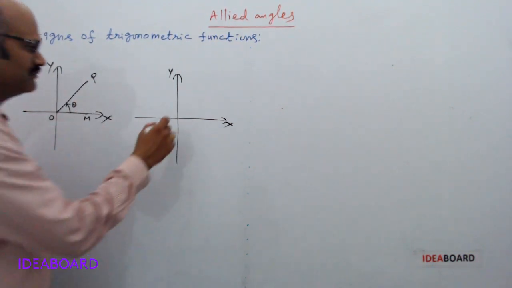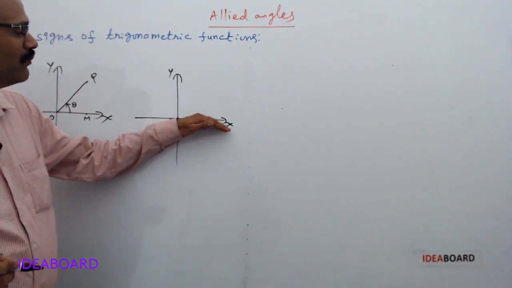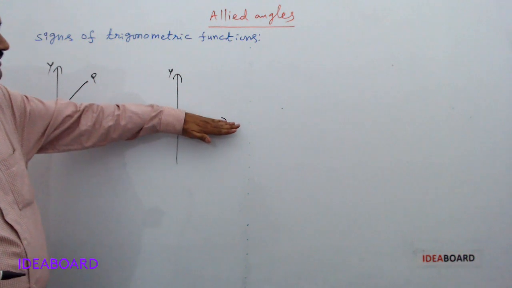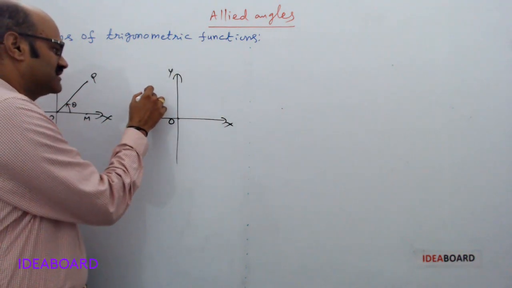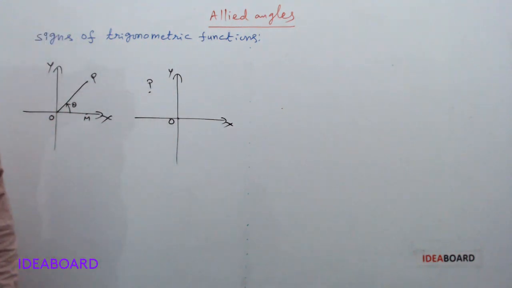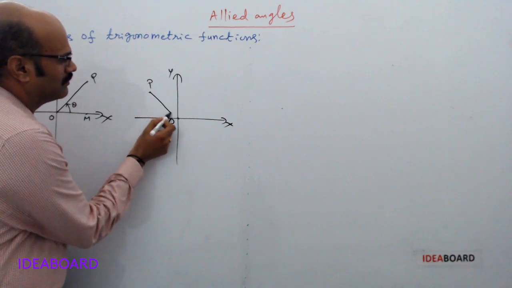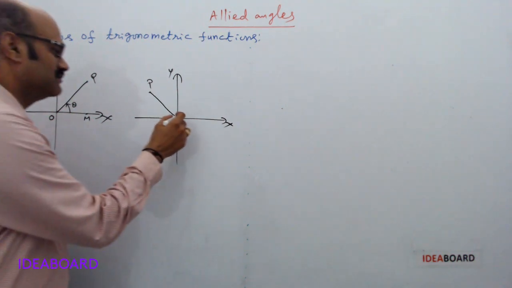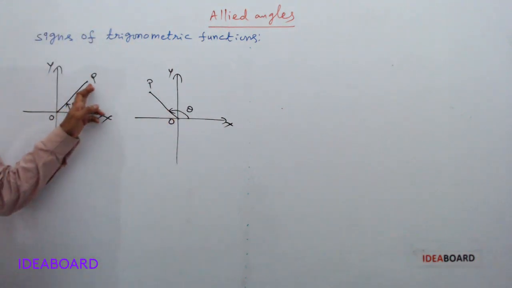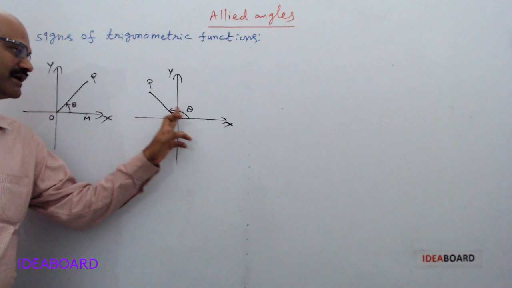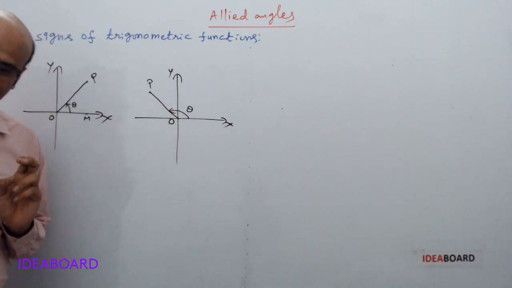Now one more case, x-axis, y-axis. Let the revolving line start from OX and move to the position OP. That means it is coming to the second quadrant. Let me take this as an angle theta. Here OP makes an angle theta. Here also OP makes an angle theta. Here theta is acute. Here theta is obtuse.